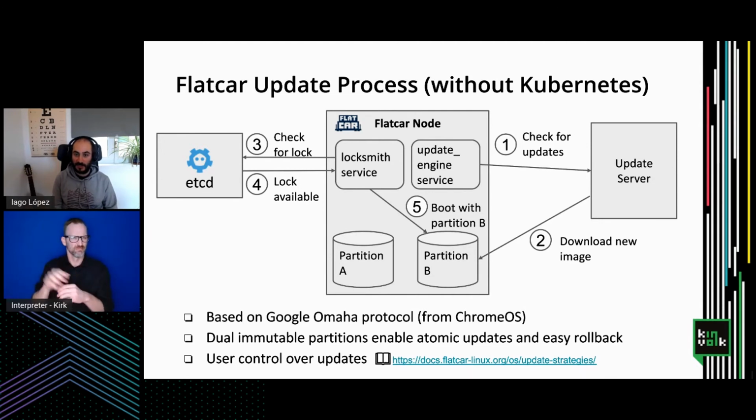The way it works is that each node checks for updates. When there's an update from the update server, it downloads a new image to a secondary partition, so your OS still runs and is fine and dandy. And then the locksmith service inside your node checks if there's a lock on your etcd cluster. If the lock is available, it will just reboot with the new partition, which will have the updated version. And if the lock is unavailable, then it won't do that until the lock is available. So this is how you prevent all your nodes updating at the same time.